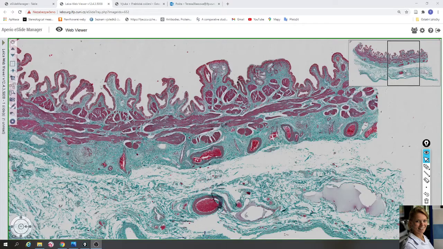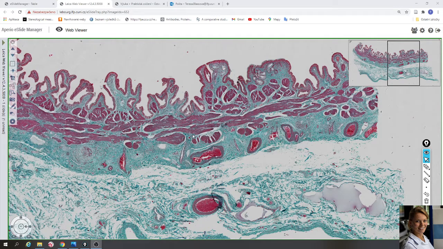In this video we will take a look at the slide of gallbladder. The slide is stained with modified green trichrome. That means that collagen fibers are green, muscle tissue is red, and nuclei and elastic fibers are dark, black.